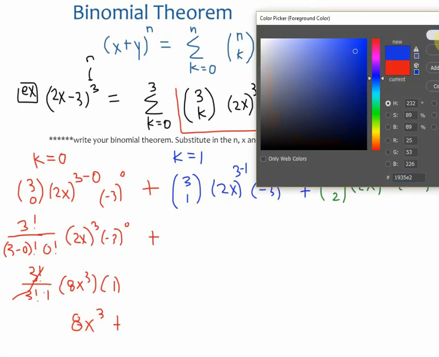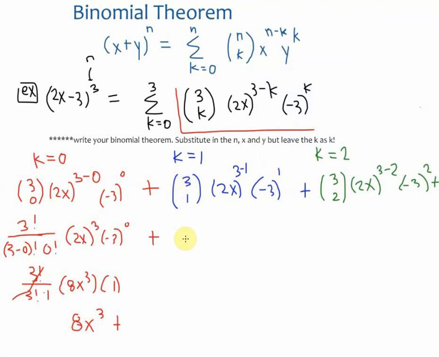And if you're going to calculate the entire thing, you would have to do each term. Okay, so this one is going to be 3 factorial divided by 3 minus 1 factorial times 1 factorial. Okay, this is following that formula from last time. This one is going to be 2x raised to the 3 minus 1, which is 2, and times the negative 3 to the first power, which is just negative 3.